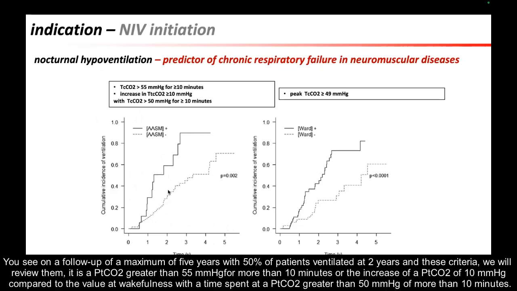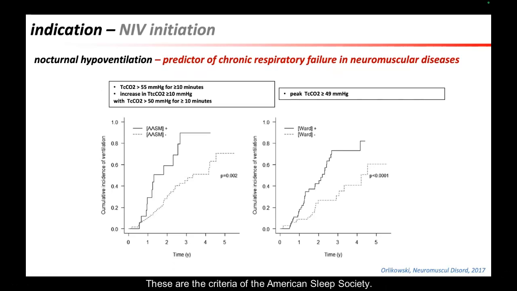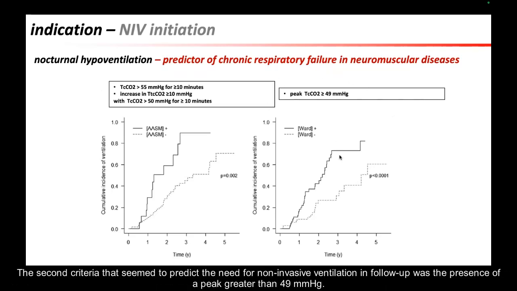It is a PtCO2 greater than 55 millimeters of mercury for more than 10 minutes, or the increase of a PtCO2 of 10 millimeters of mercury compared to the value at wakefulness with a time spent at a PtCO2 greater than 50 millimeters of mercury of more than 10 minutes. These are the criteria of the American Sleep Society. The second criterion that seemed to predict the need for non-invasive ventilation in follow-up was the presence of a peak greater than 49 millimeters of mercury.